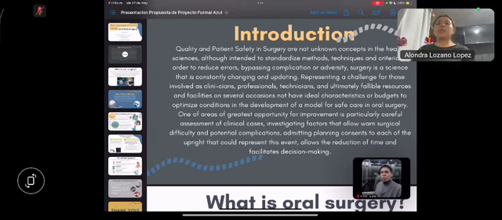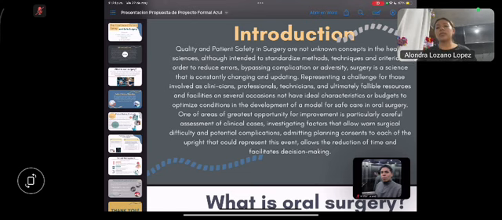Introduction. Quality and patient safety in surgery are not unknown concepts in the health sciences. Although they intend to standardize methods, techniques, and criteria in order to reduce errors, bypassing complications or adversity, surgery is a science that is constantly changing and updating, representing a challenge for those involved as clinicians, professionals, technicians, and ultimately valuable resources and facilities on several occasions do not have ideal characteristics or budgets to optimize conditions in the development of a model for safe care in oral surgery.